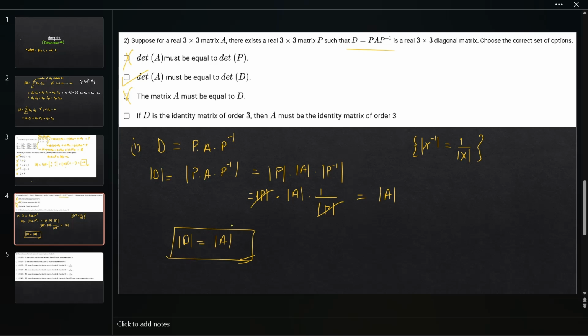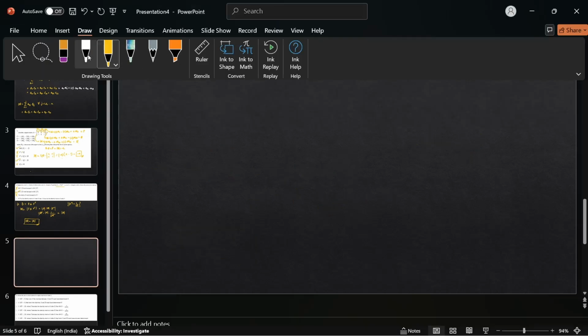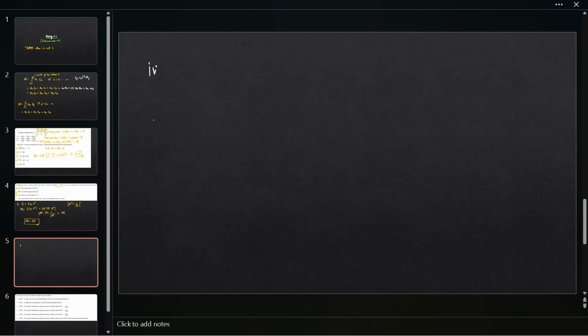Okay. Now, moving on to the fourth option, where we have: if D is the identity matrix of order 3, then A must also be an identity matrix of order 3. Now, what about option 4? In option 4, it is given that D is an identity matrix. So what was D? D was P times A times P inverse, which is equal to I. So what we are going to do is, we will first pre-multiply with P inverse on both the sides.